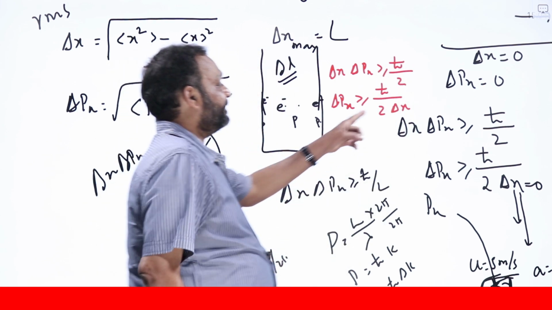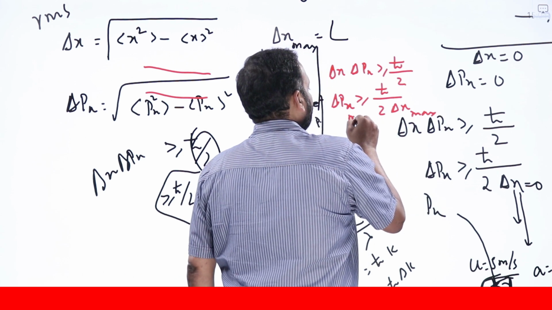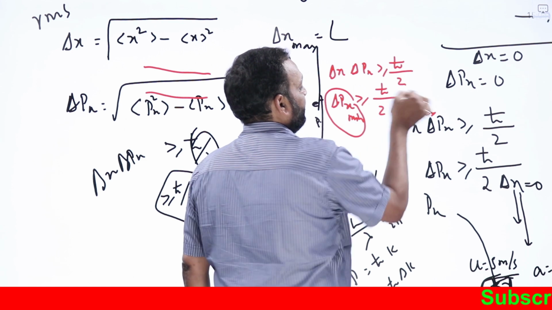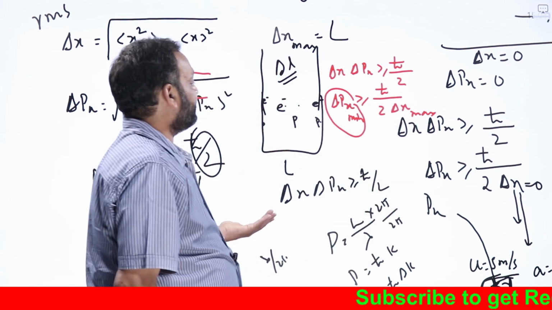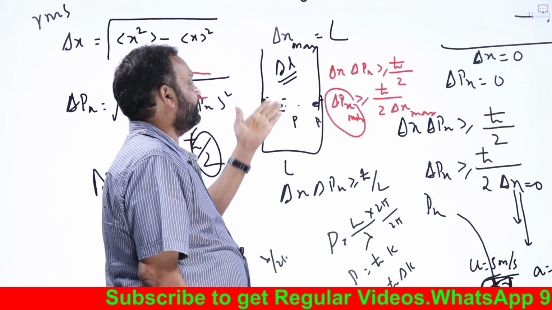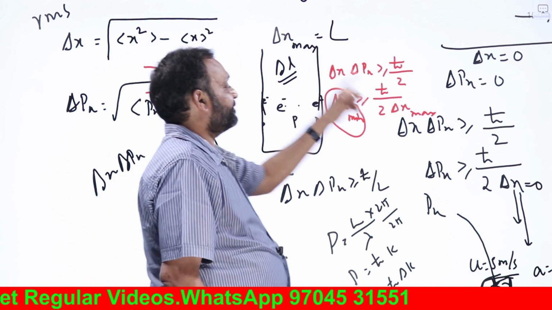Okay, when delta x is maximum, delta px will be minimum. What is the minimum uncertainty in the momentum? H bar by 2 into delta x maximum. What is delta x maximum? Both particles are present inside the same box, so the uncertainty in their position for both of them will be L only. Means delta x maximum is the same.